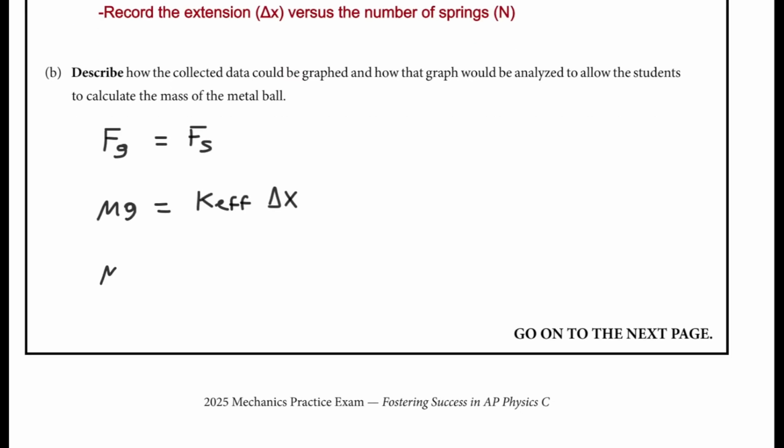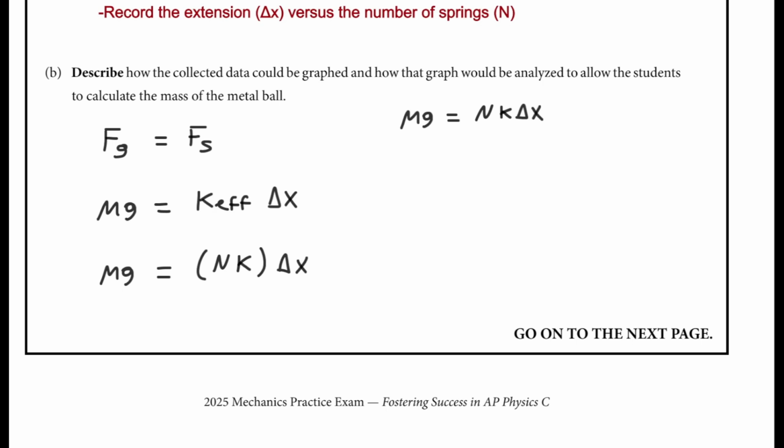And in parallel, spring constants add, just like capacitors, not like resistors. So I varied the number of springs. If I have two springs in parallel, it's essentially a spring of constant 2k. So this gives me mg is equal to n times k times delta x. So I have n and delta x.